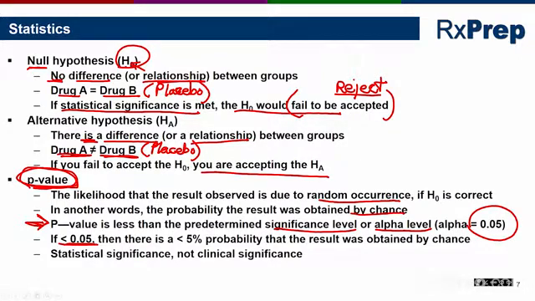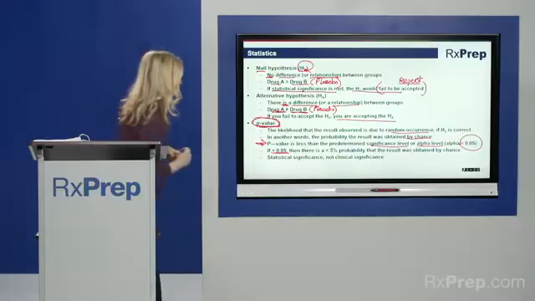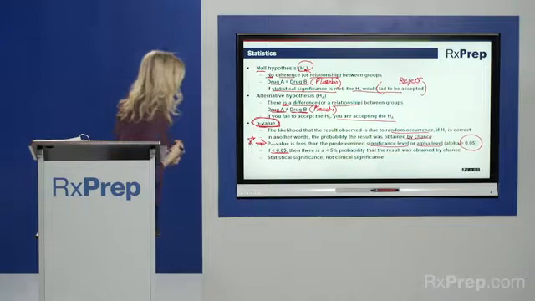So maybe on the exam they don't tell you the p-value, but they do tell you the alpha level, or they tell you the significance level. Then you know the p-value is less than that. Important concept, very important concept.